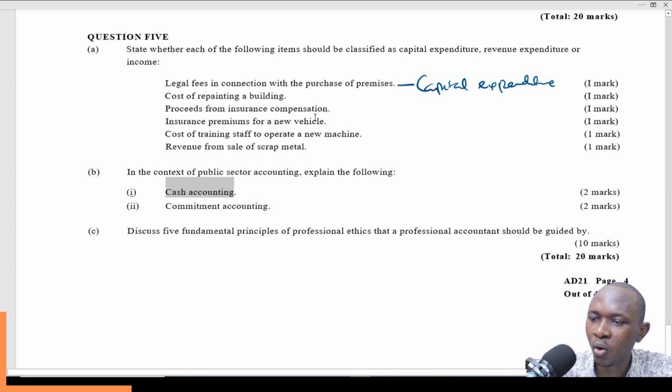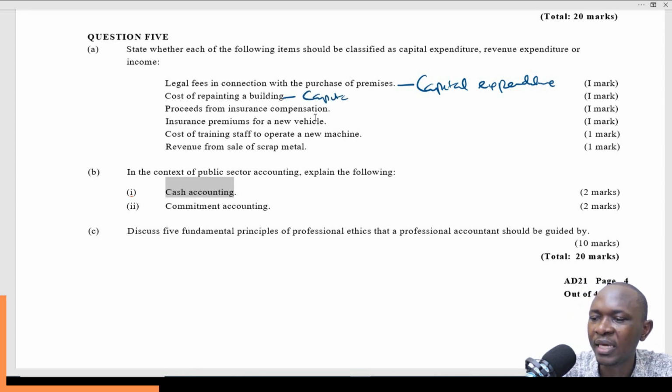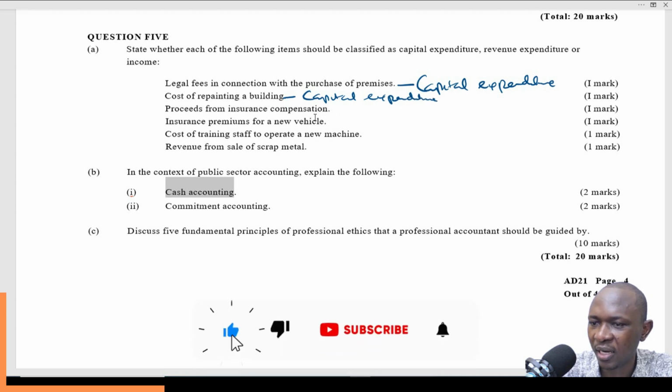The next one, cost of repainting a building. This is quite tricky. If you are talking about an old building and we need to repaint it so that it can continue attracting more money, then in such a case we talk of this being a capital expenditure. Chances are very high that this will be a capital expenditure.